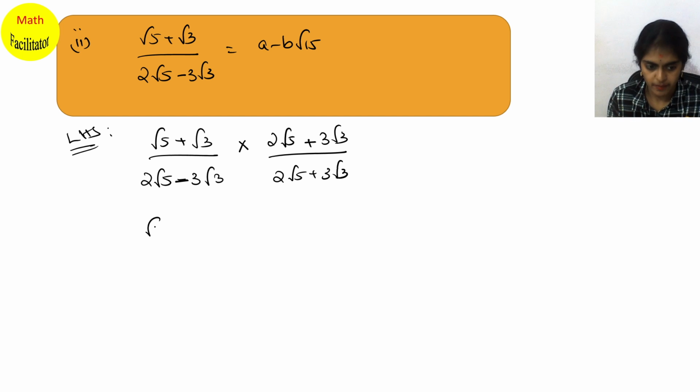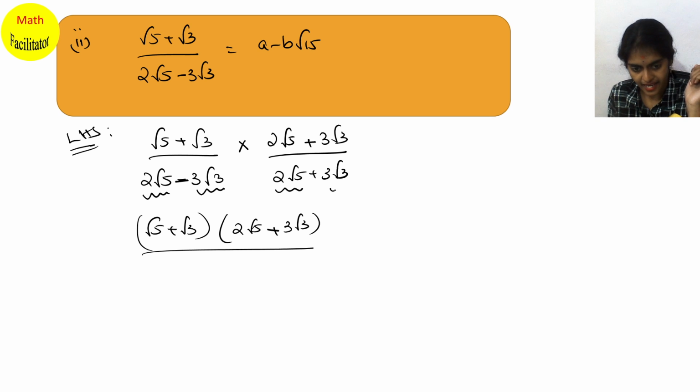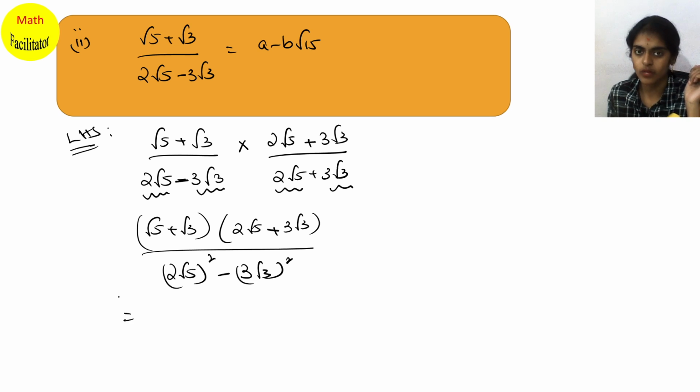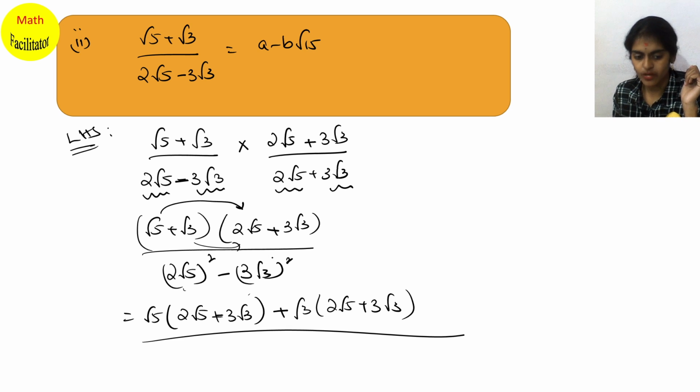Now numerator, let us multiply root 5 plus root 3 into 2 root 5 plus 3 root 3, divided by, now again this is like a minus b, a plus b. So can you write it as a square minus b square? Okay, so that is equals to, now see beta, with this root 5 I am going to multiply this entire bracket. Okay, so root 5 into 2 root 5 plus 3 root 3, and again with this root 3 let us multiply. So root 3 into 2 root 5 plus 3 root 3, divided by a square minus b square.